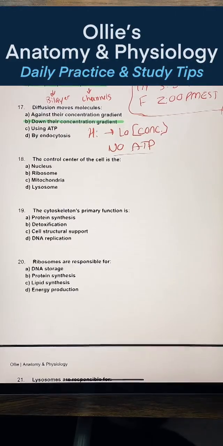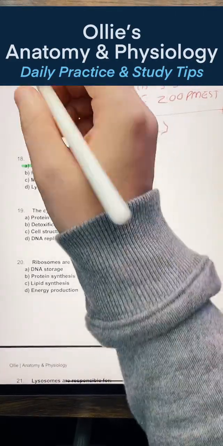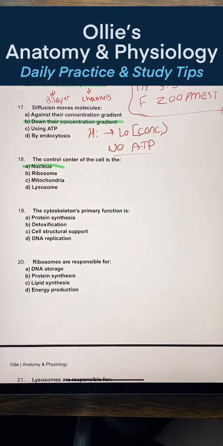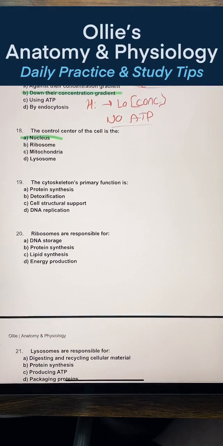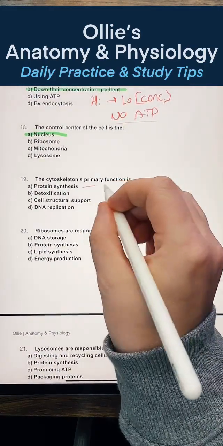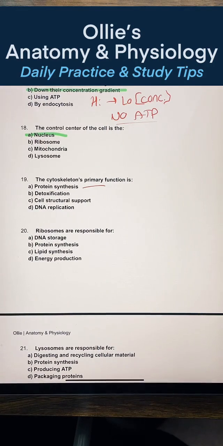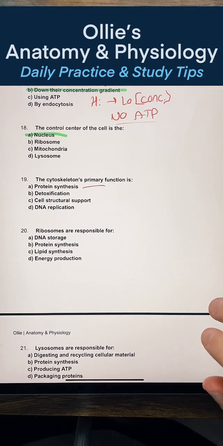The answer here is going to be the nucleus. This is going to basically regulate most of these cellular processes. This contains the DNA. That's going to direct the cell's activities. Number 19, the cytoskeleton's primary function is to what? What is its primary function? A, B, C, or D for number 19? What do you guys think?